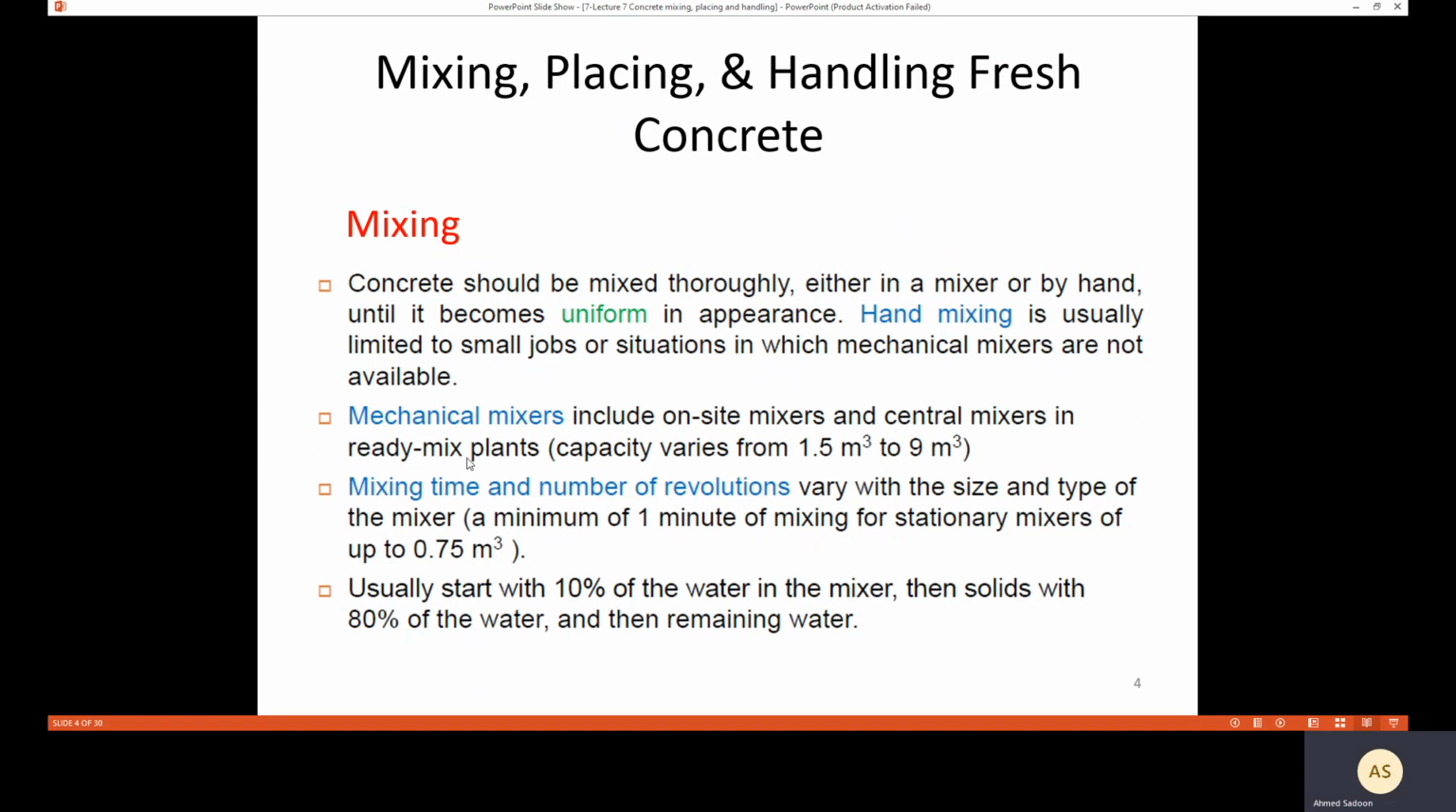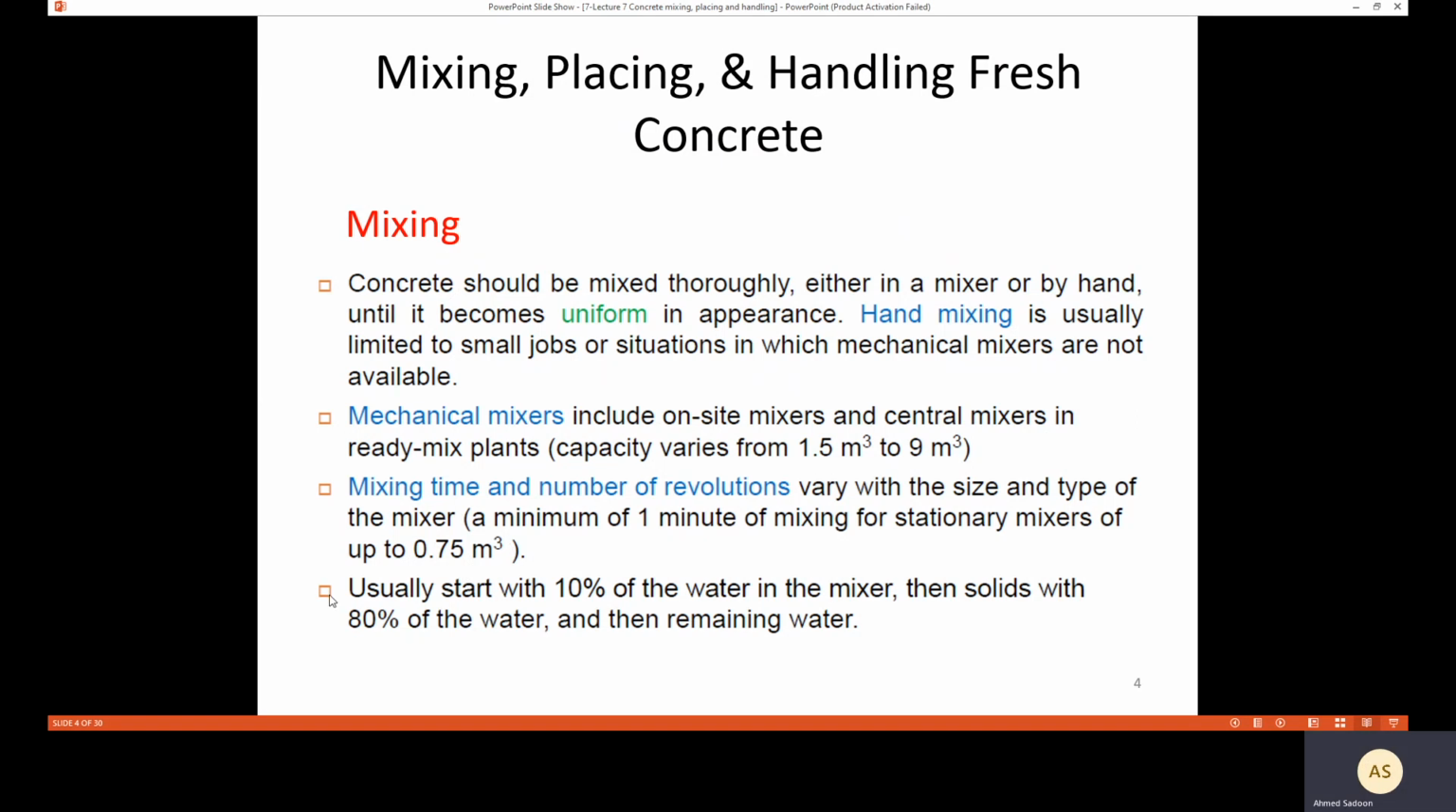Regarding the mechanical mixers, that includes on-site mixers and central mixers in ready mix plants. Also, we're going to talk about the ready mix plants. The capacity of the mechanical mixer varies from 1.5 cubic meters to 9 cubic meters. The mixing time and the number of revolutions vary with the size and the type of the mixer. Usually there is a minimum of 1 minute of mixing for stationary mixers up to 0.75 cubic meter.